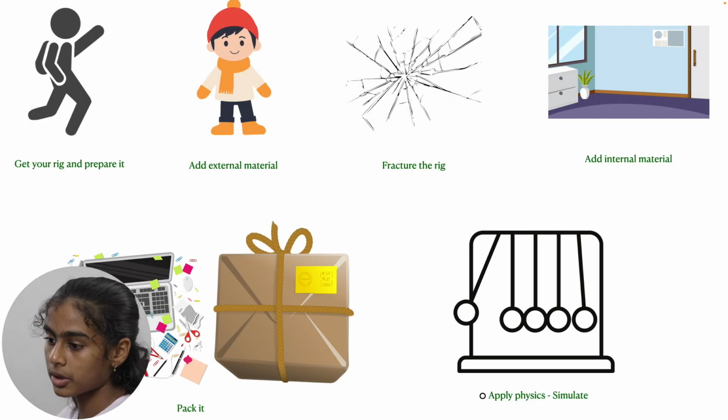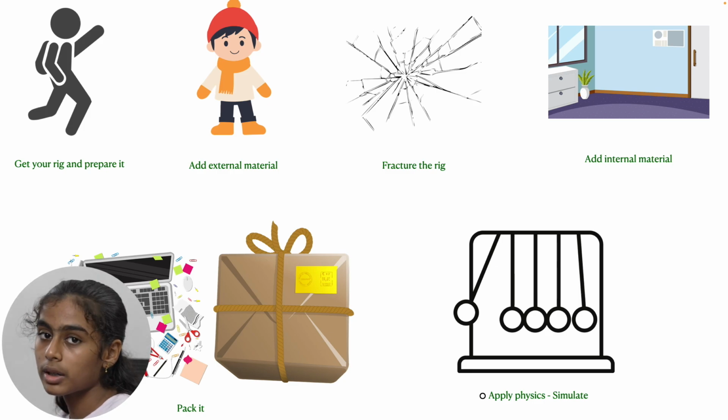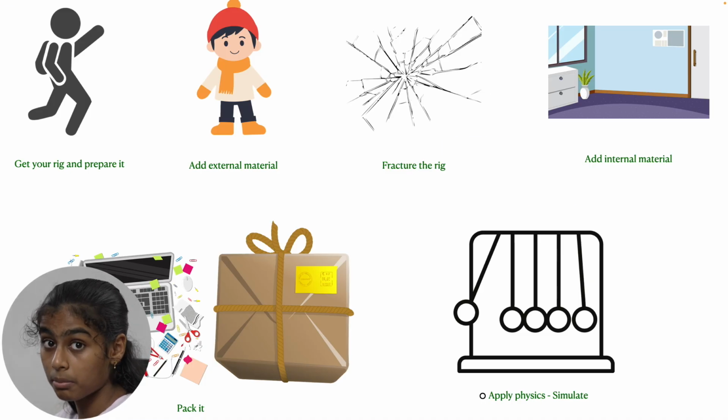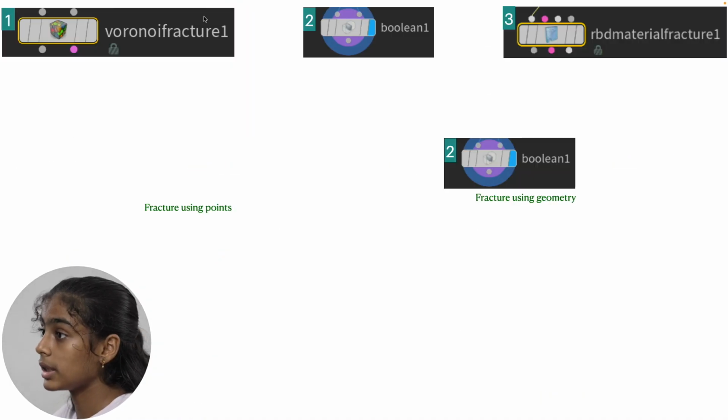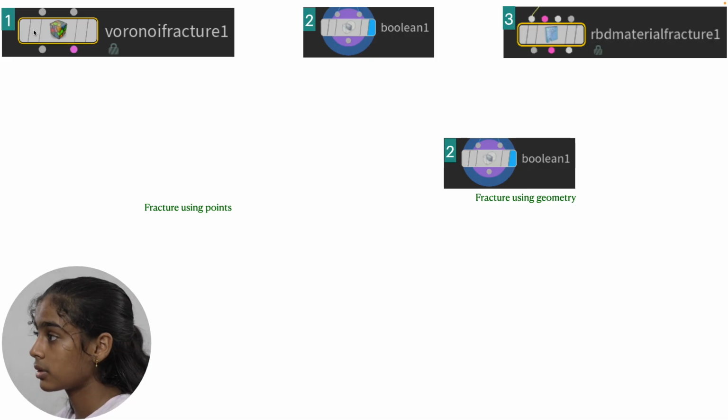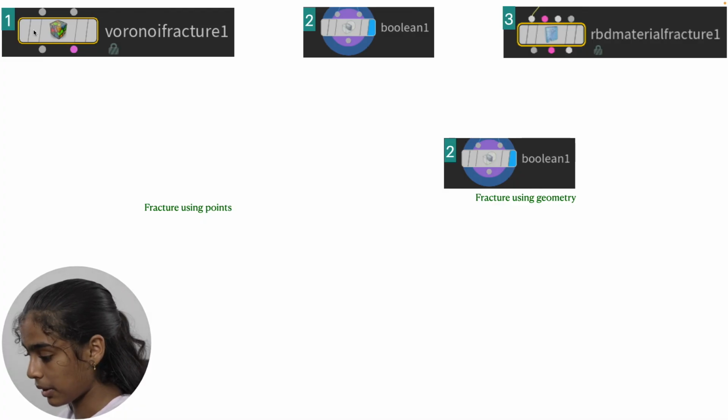Now before fracturing the vase in Houdini, I want to go over the three methods of fracturing that you can use in Houdini. The most common one used is the Voronoi Fracture, and the other fractures used are the Boolean and the RBD Material Fracture. So we'll go over them one by one.